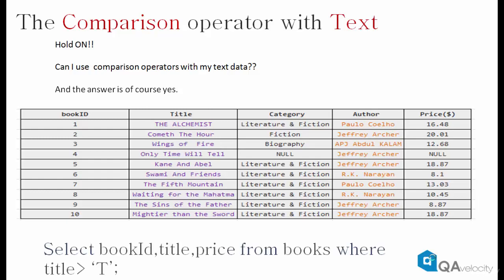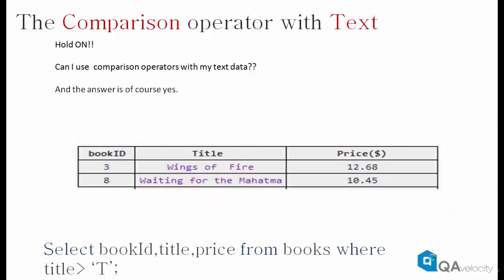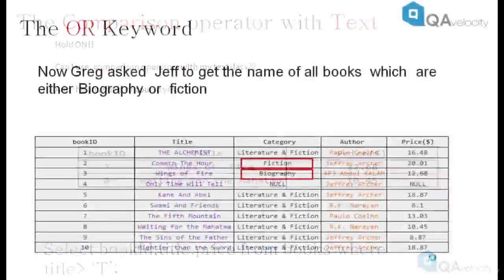And the query would be select book ID, title, price from books where title is greater than T. Now, if you see the result, it is showing only two books with title greater than T alphabet. All right.